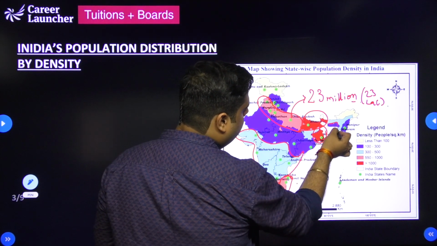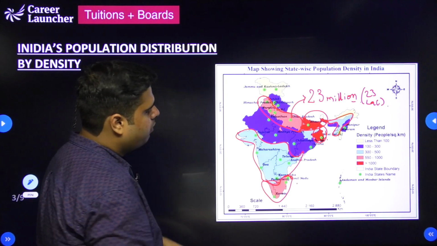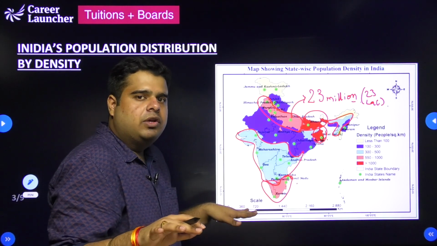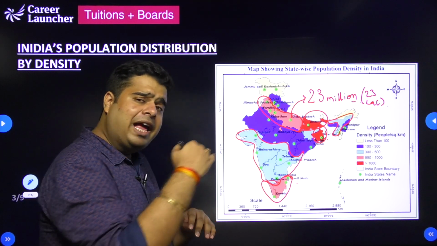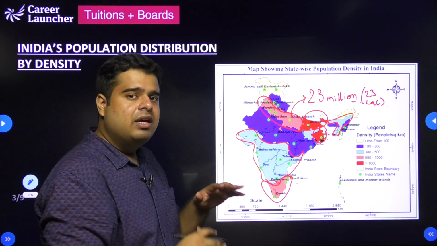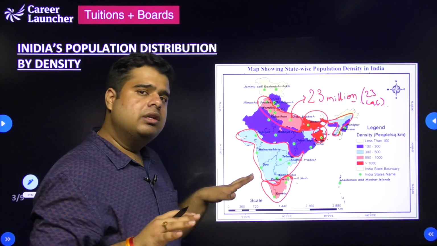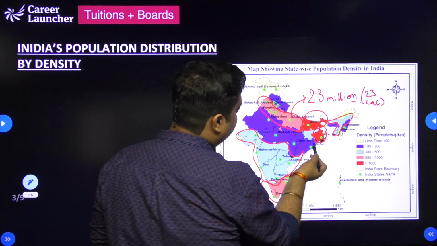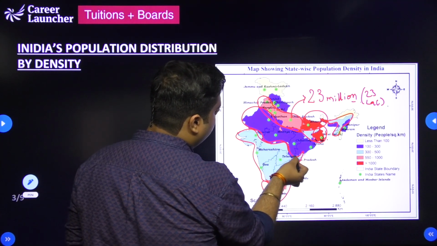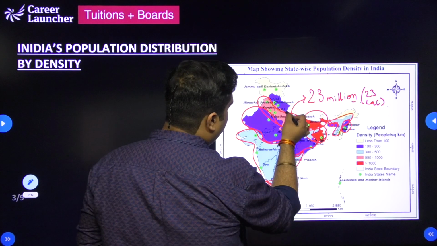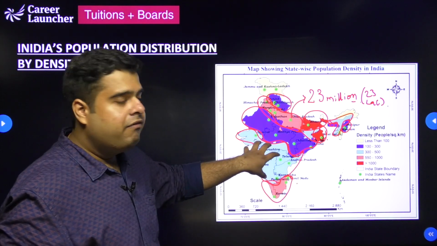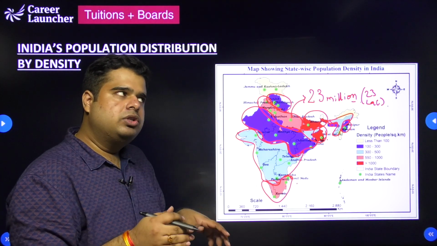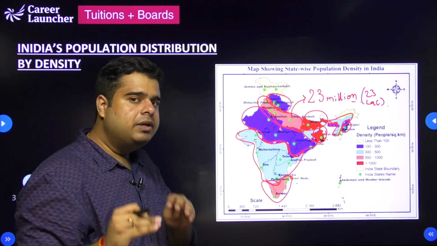Other than that, the states colored in this sky blue shade in the central, southern central and northeastern pockets have average values. They are not highly dense, not less dense, they are moderately dense states, so the population among these states is not that high. And the states colored in purple have a lower density, which means the population count is pretty low in these states.